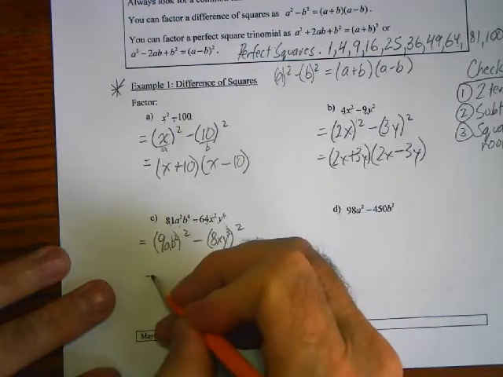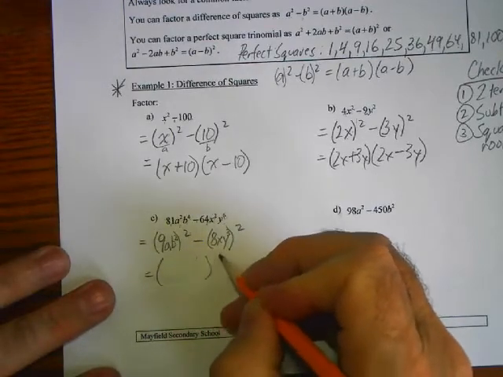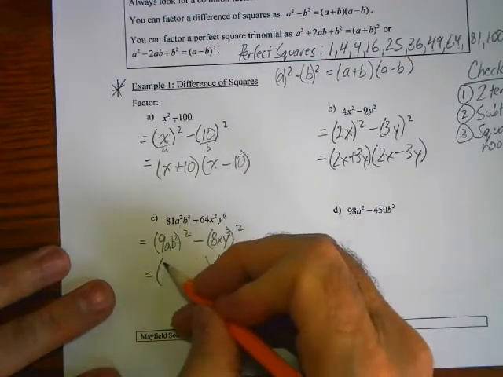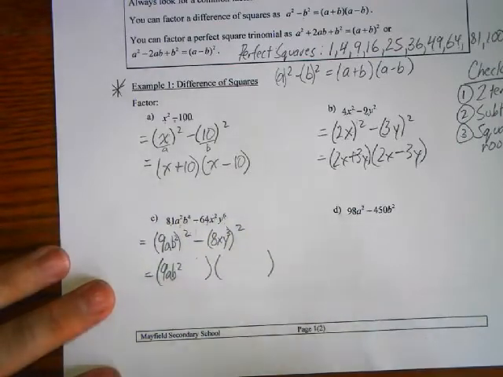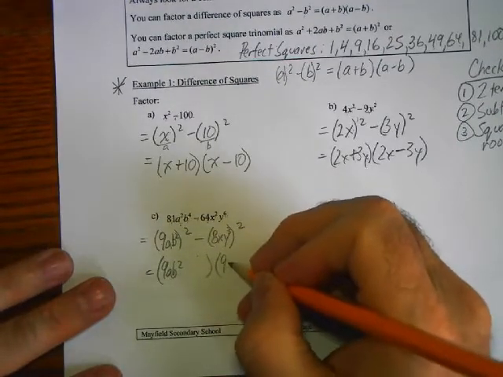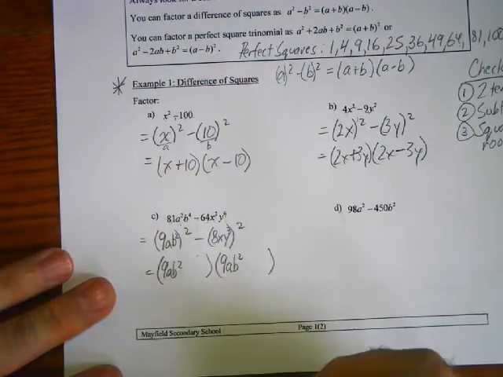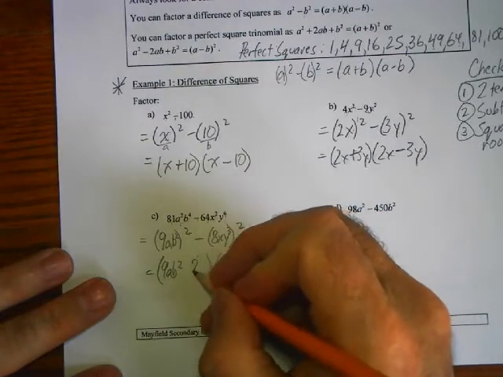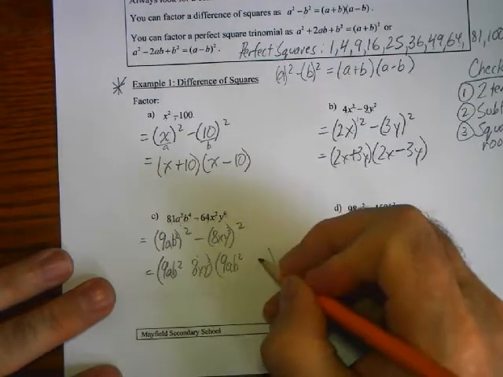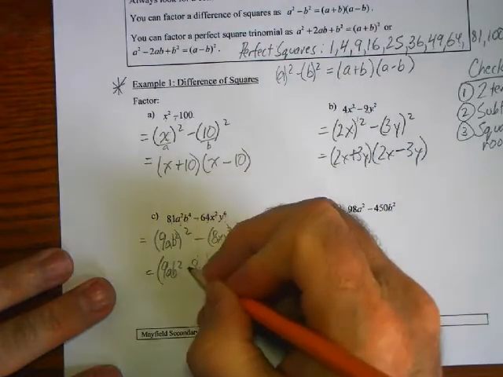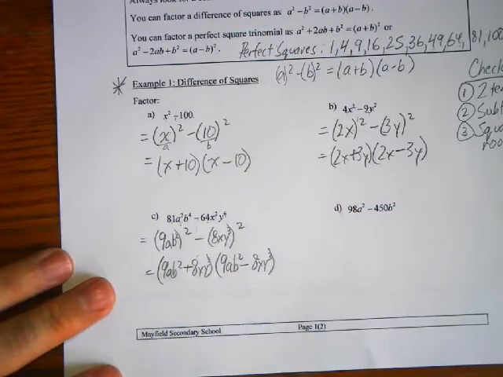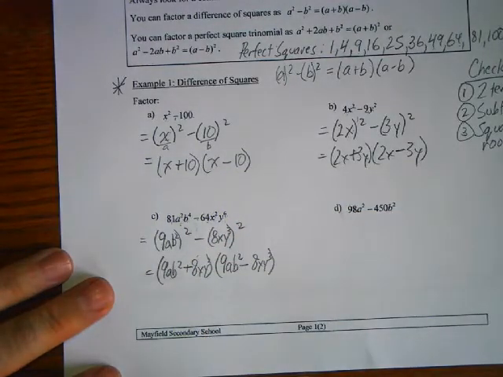Okay, and then we've got everything we need to create our factors. I have 9ab squared as my first term on both, 8xy cubed, plus, minus. Done. Okay, and that's how quick it is.